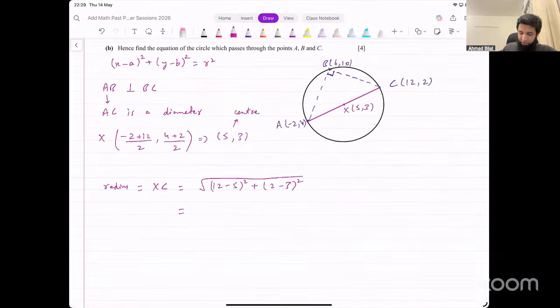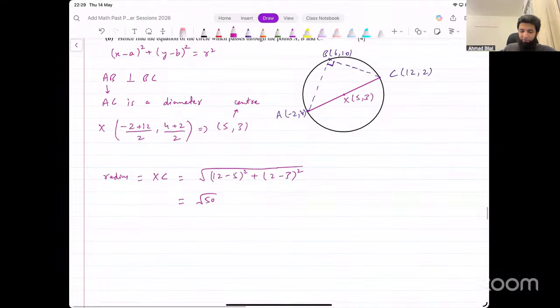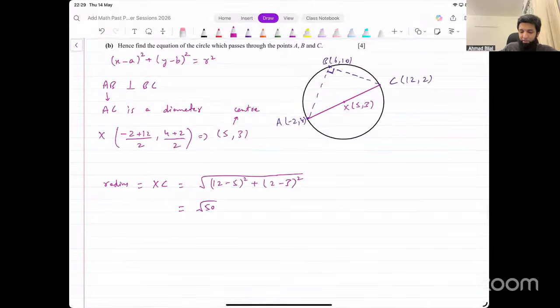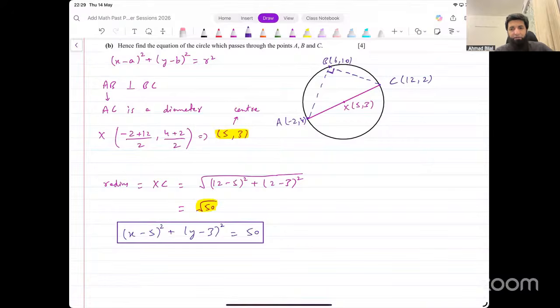7 squared is 49. 49 plus 1 is the square root of 50. That's the radius of the circle that we're getting. We can write down the equation now. (x minus a) whole squared, that means x minus... this is the center, this is the radius. (x minus 5) whole squared plus (y minus 3) whole squared equals (square root of 50) squared, and that will be 50. This is the equation of the circle that we were looking for. Okay, that's what we wanted.